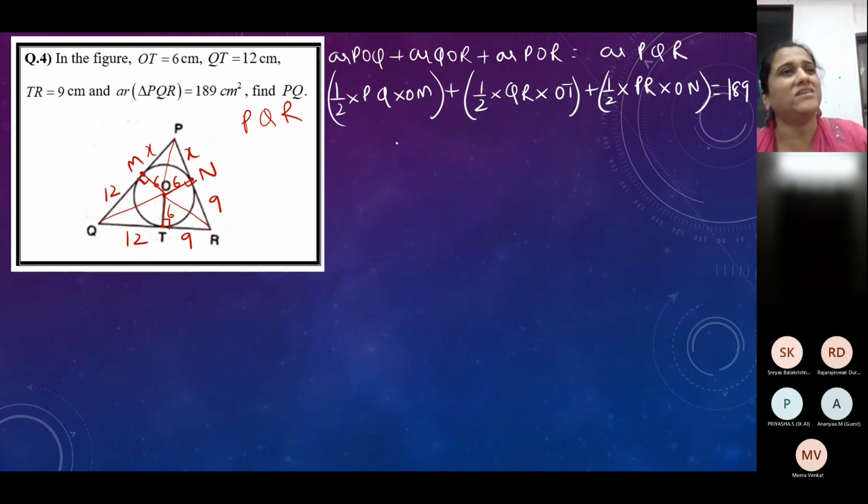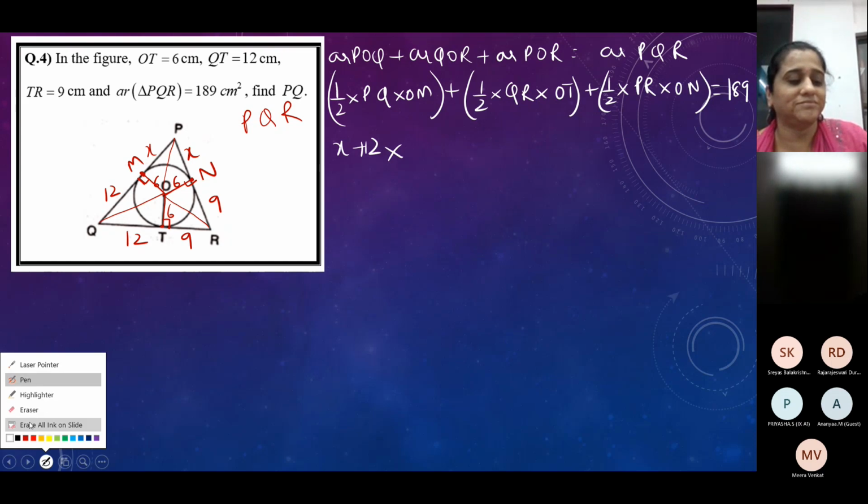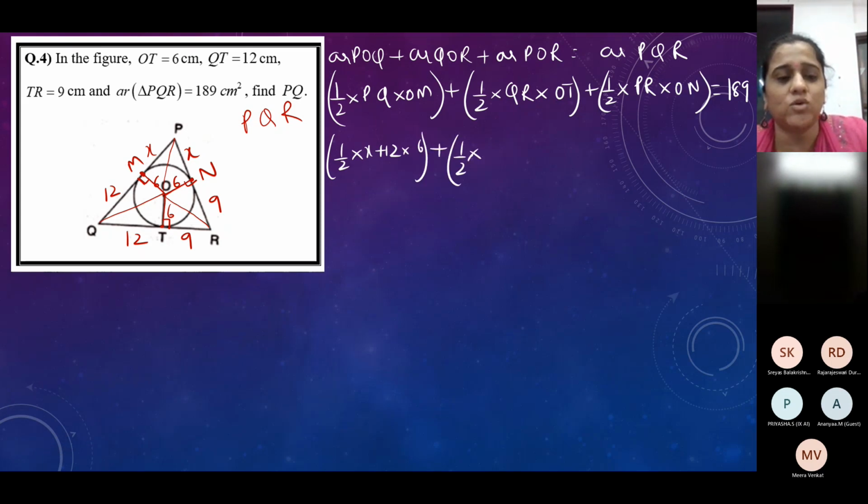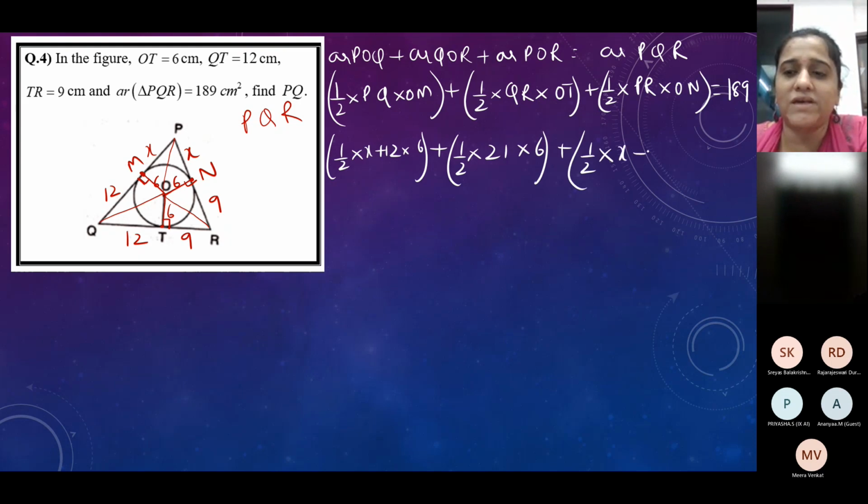I'll write by 2 later. So PQ, how much is PQ? X plus 12, into OM which is 6. Half into base X plus 12 into the altitude 6, plus half into the base QR 21 into the altitude 6, plus half into base PR X plus 9 into the altitude 6, is equal to 189.